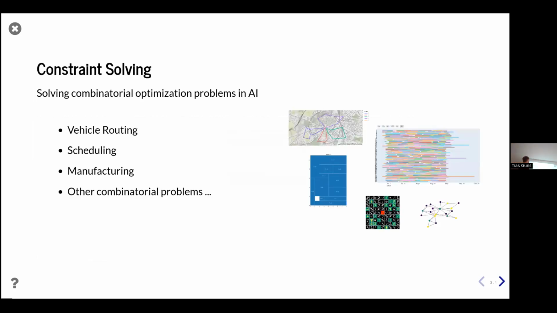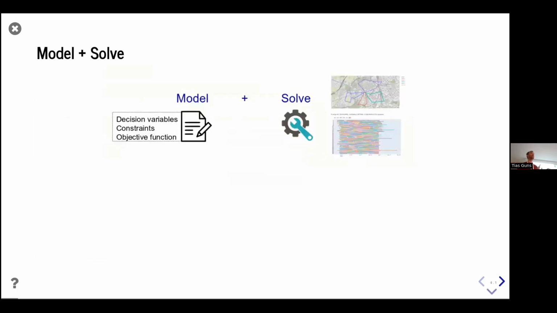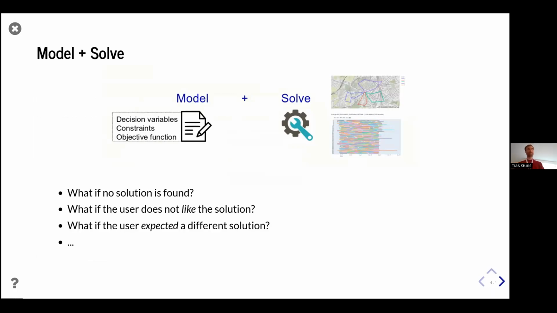Right, so clearly, constraint solving is used to solve lots of problems: vehicle routing, planning, team allocation problems and so forth. And so our current paradigm is that of model plus solve, where you declaratively specify your problem, and then you use a solver. Maybe you add a global constraint to it, but you still use the solver as is after that. But what if the solver doesn't find any solution?